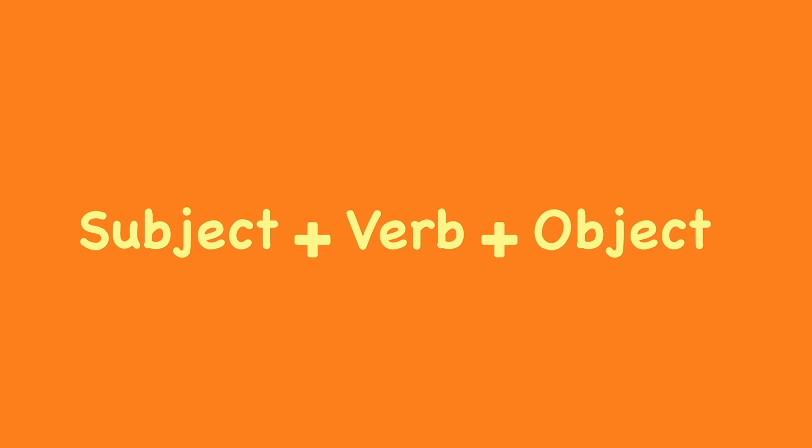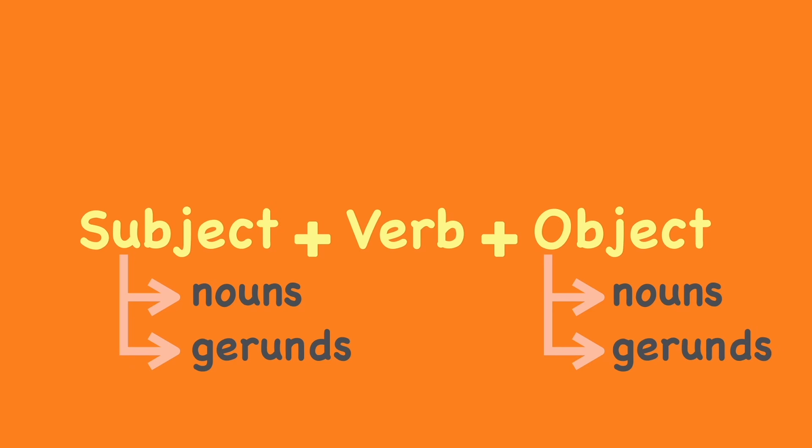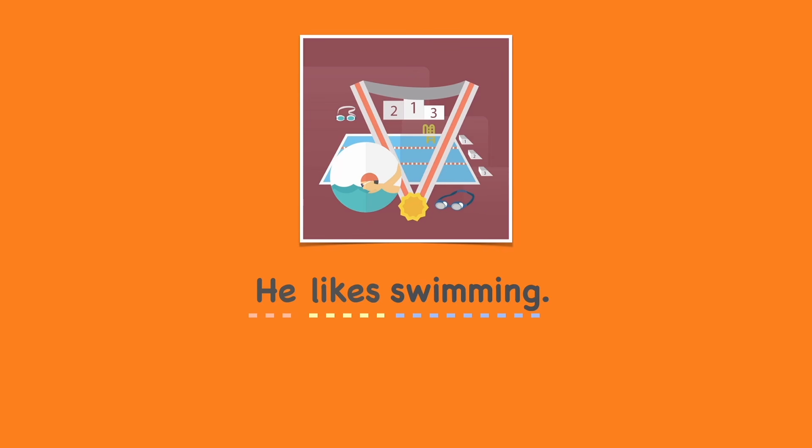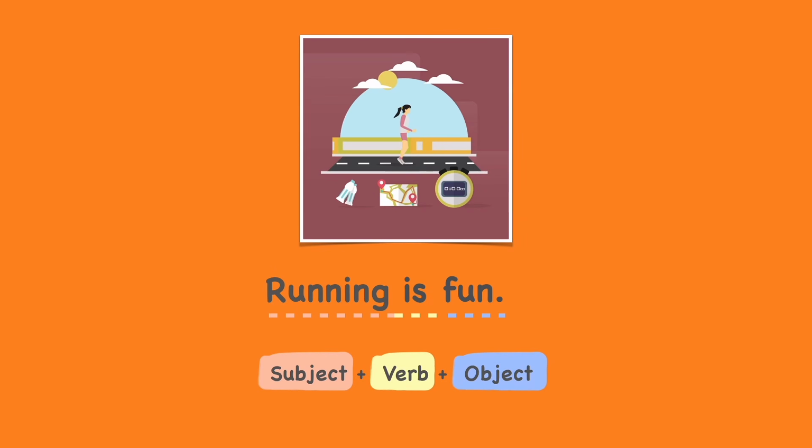The basic sentence pattern in English is subject plus verb plus object. Subjects and objects are usually nouns, but gerunds can also function as the subject or object of a sentence. For example, in the sentence, he likes swimming, the gerund swimming is the object of the sentence. In the sentence, running is fun, the gerund running is the subject of the sentence.